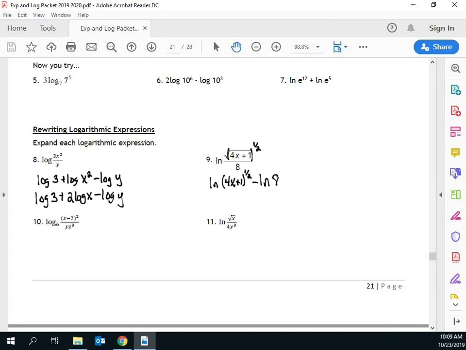Minus natural log of 8. And we have one last step, because what's the problem? Are we done here? We have an exponent. So put it in front. And it's expanded out: 1/2 natural log of the quantity 4x plus 1 minus natural log of 8.